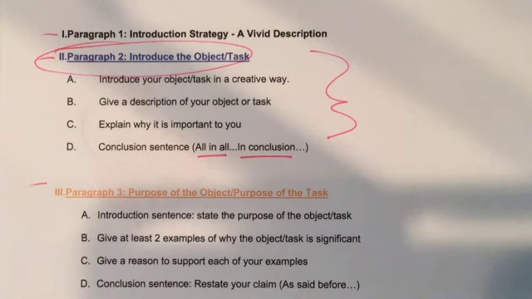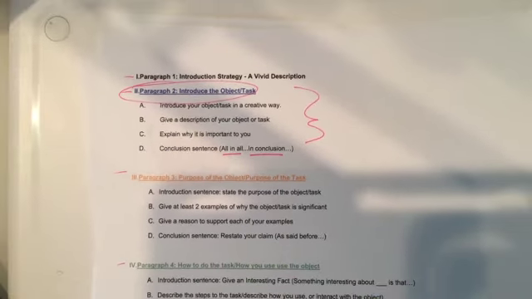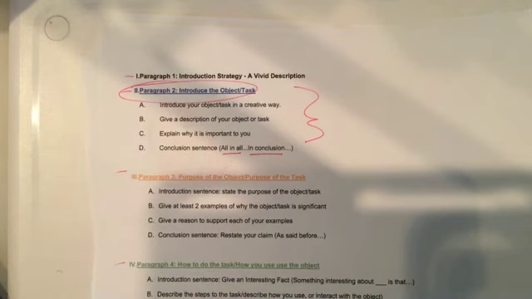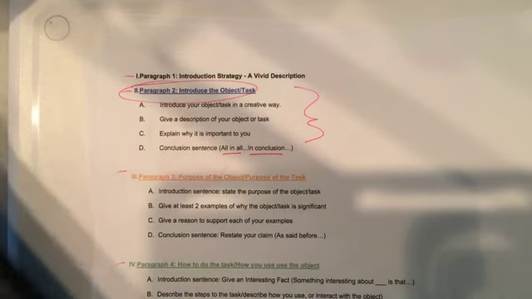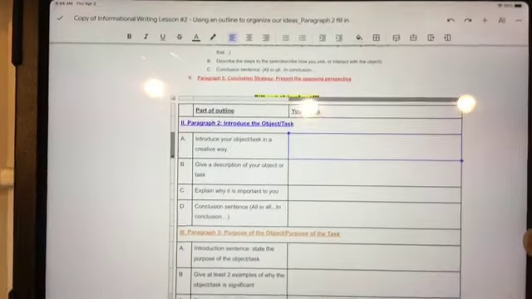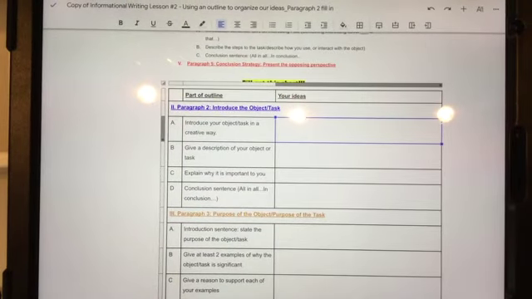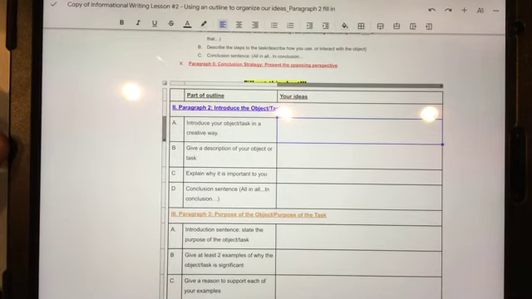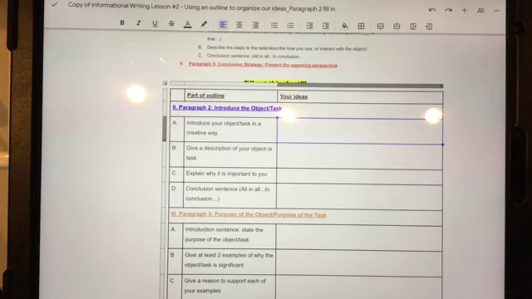So I will model this for you with my writing, and as always, you can use any of the style or the language that I use in my writing. That's what it's there for. It's there for you to use. So that being said, you have a document that looks like this. I have shared it with you in Google Classroom. So today I'm going to work on filling out the blue part of the outline, which is introduce the object. So we're going to start with introducing our object in a creative way.